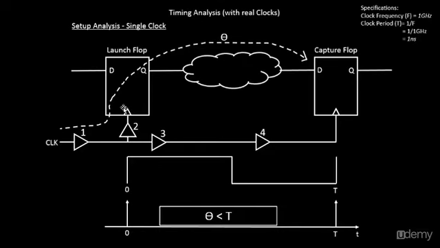So now your theta will not start from this point, but it will start from the clock point. Okay, so this is how we will be calculating the theta. Theta will be the combinational delay. Yes, it will be combinational delay, but in addition to the combinational delay, it will be the delay of this clock buffer and this clock buffer and the wires that are associated with this in this particular path.